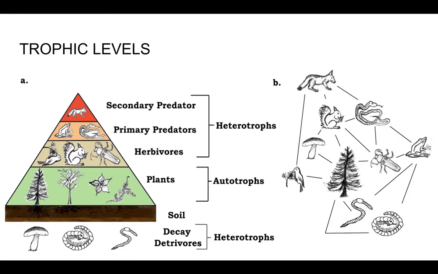Now you might say, well, why is it only four or five levels? Why isn't it eight or nine levels? The reason why, remember, is we're going to lose 90% of the energy at each level. Only 10% is moving up.